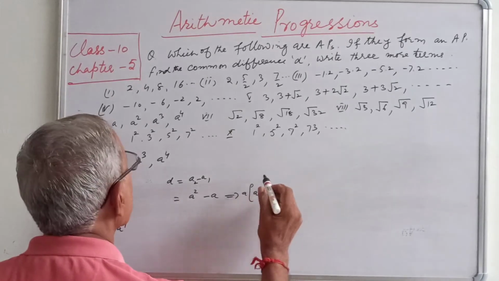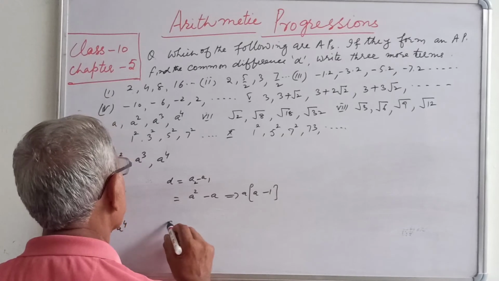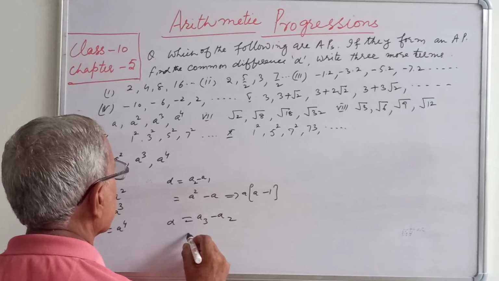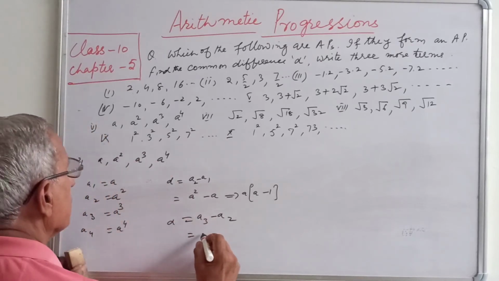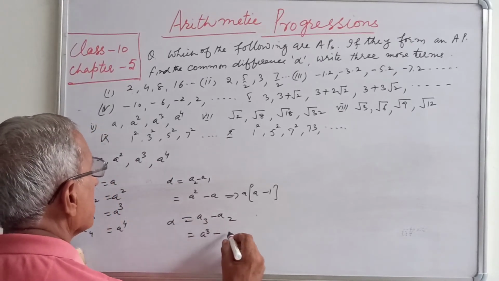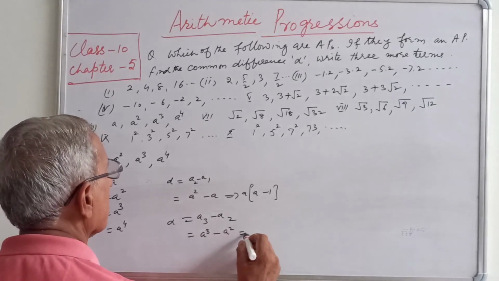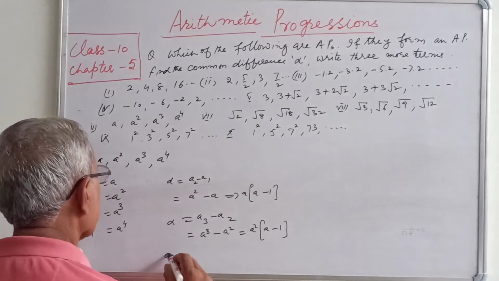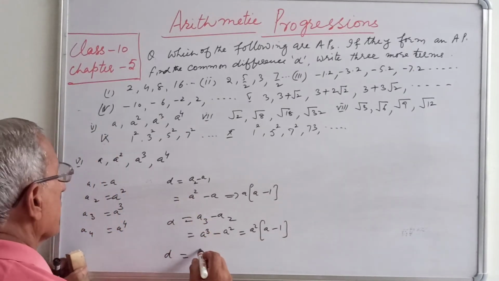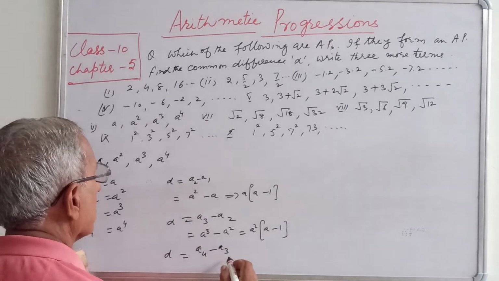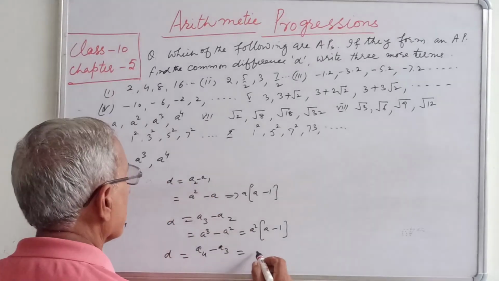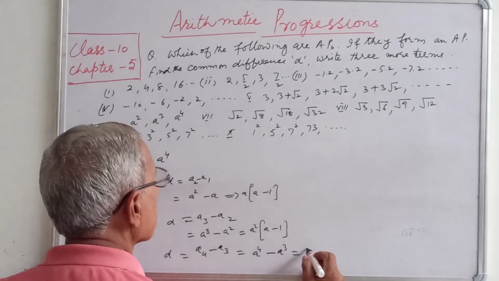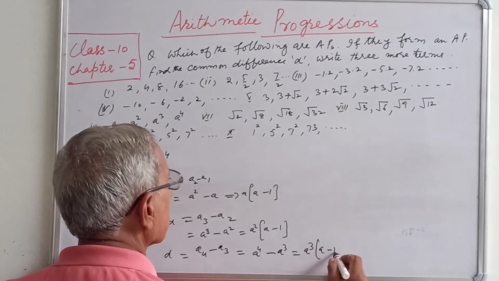Next is A3 minus A2. A3 is A cube and A2 is A square. A square common, A minus 1. Next, the difference A4 minus A3. A4 is A to the power 4 minus A to the power 3. The common is A cube, A minus 1.